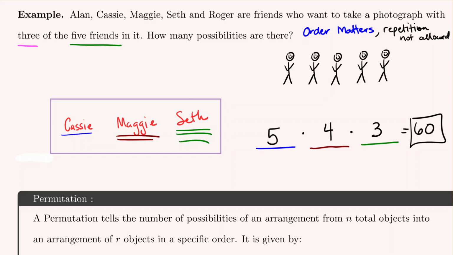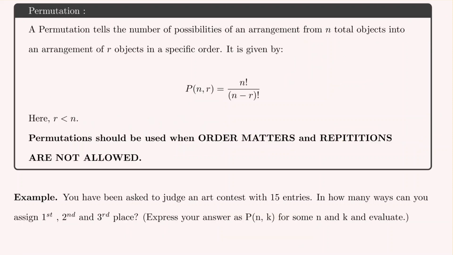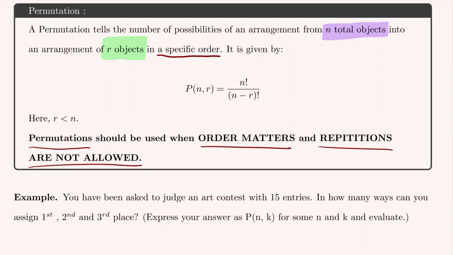So let's see our permutation formula. A permutation tells the number of possibilities for an arrangement from n total objects into a smaller collection of r objects, and one thing we need to note here is in a specific order. So for permutations, we need to say order matters and we can't repeat. That's the thing that you need to link. When can you use permutations? When order matters and you can't repeat the objects.